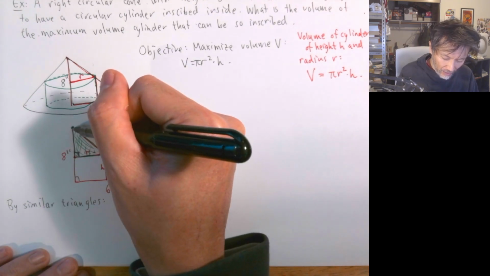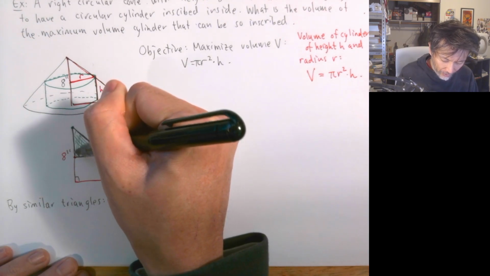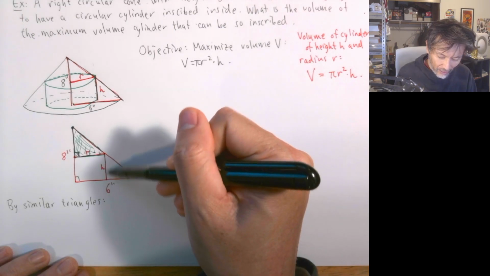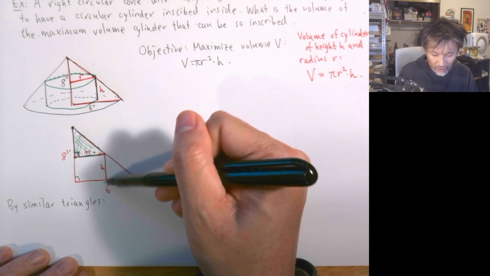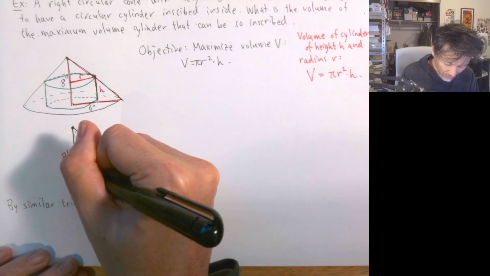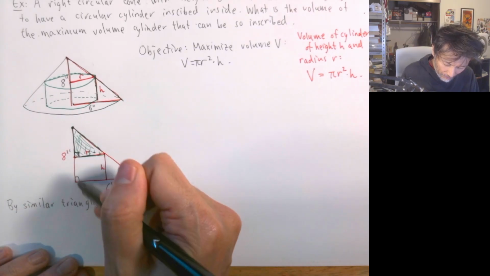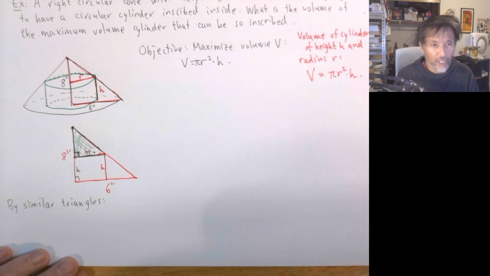Now let's think. What is this length right here? Remembering that this length here is h. Well, if this length is h, then of course this length of this sort of rectangle shape that you see there, that's also h.